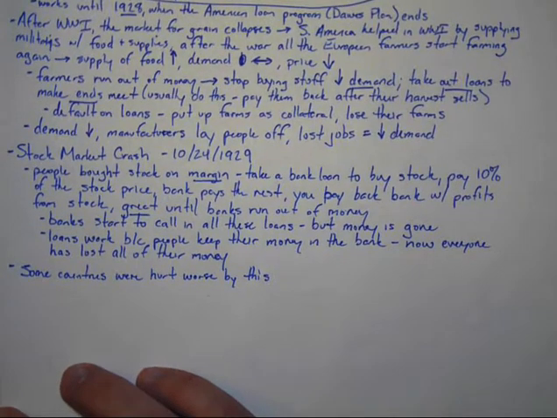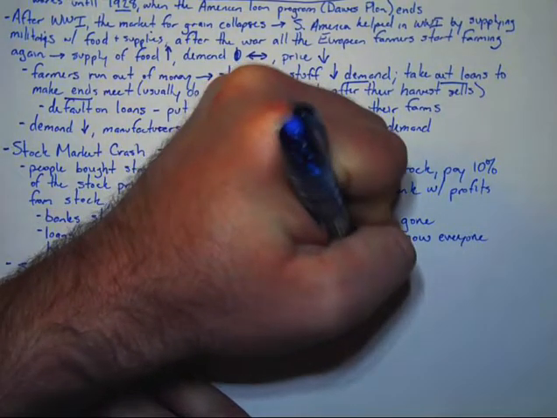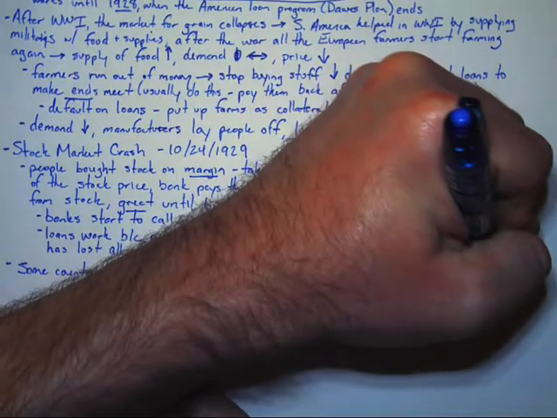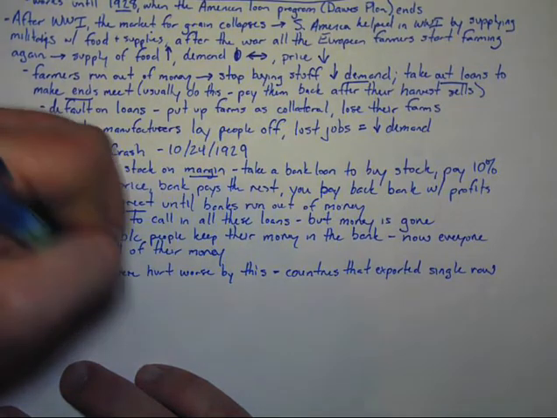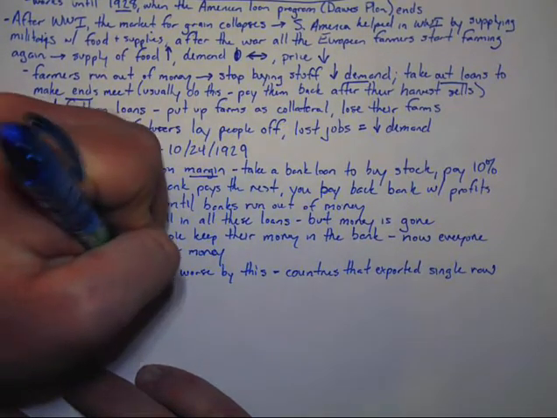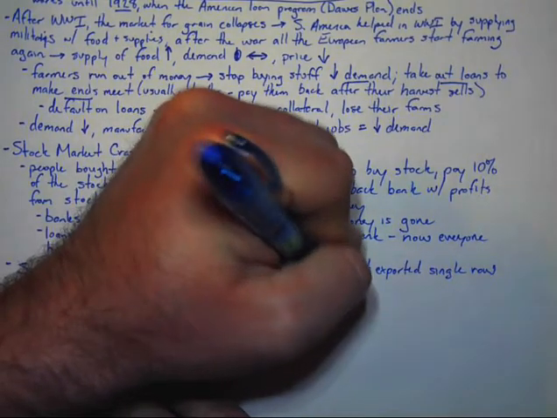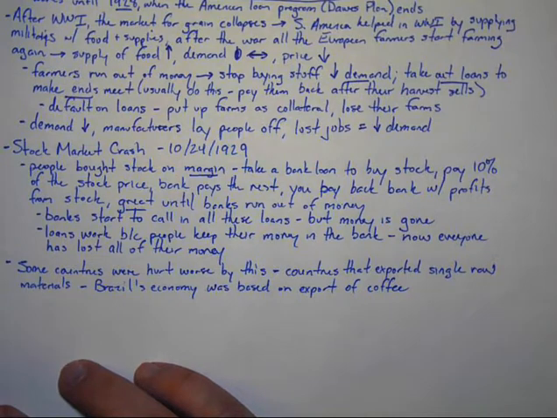Some countries were hurt really badly by this, and these are countries that exported single raw materials. So, for example, Brazil's economy was based mostly on the export of coffee. But no one can buy it, and even if Brazil could sell it, they would not get nearly as much money as they needed for it.